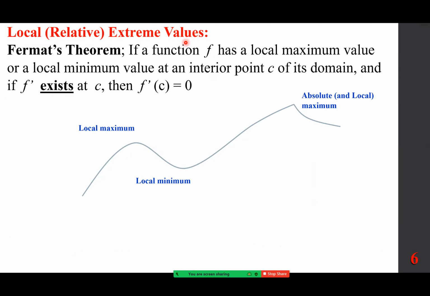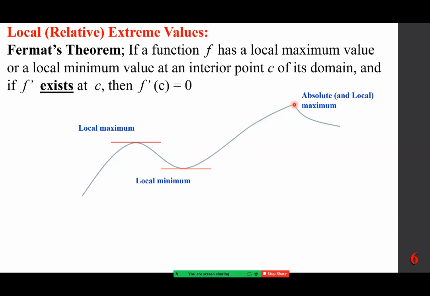Local or relative extreme values using Fermat's theorem. If a function f has a local max or a local min value at an interior point c of its domain, and if f prime exists at c, then f prime of c must be 0. We have a local max here, we have a local min here. Notice if we draw a tangent line, it is a horizontal tangent line, and as you know, the slope for any horizontal line is 0. m is 0, and that's the concept.